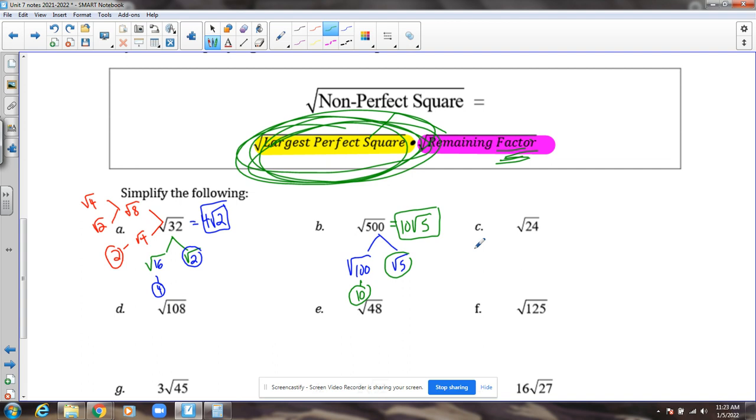All right, so if you want to try a couple on your own, I'll probably do 2 or 3 more together. If you want to try letter C by yourself to see if you got the hang of it, try letter C now. But I am going to do it together just so you can see some more examples.